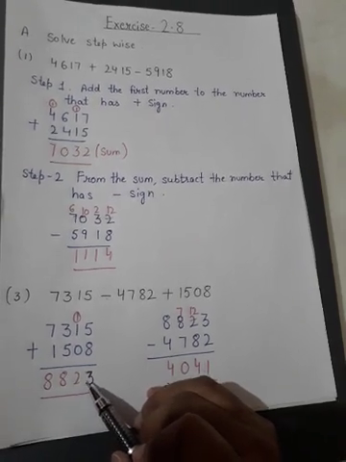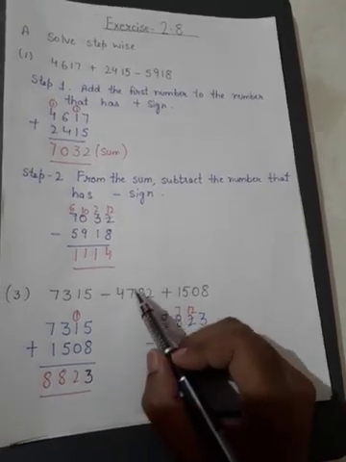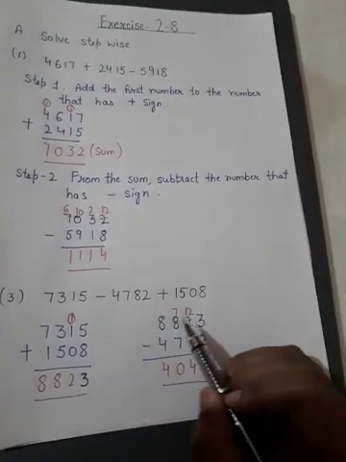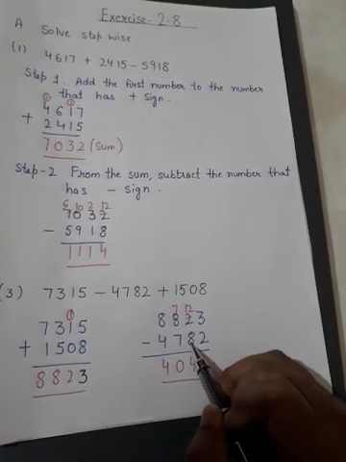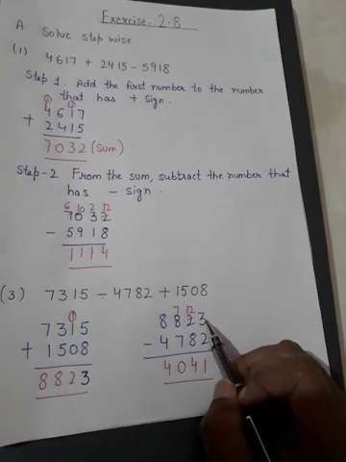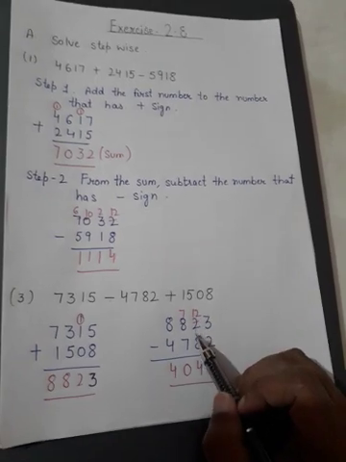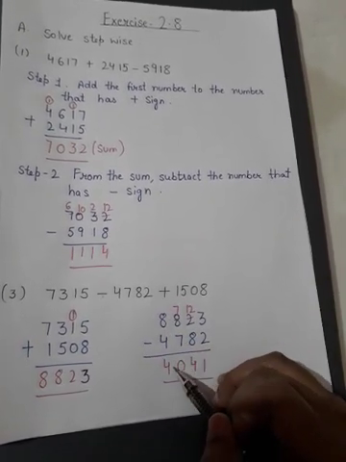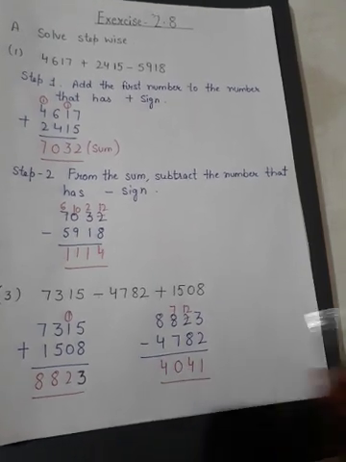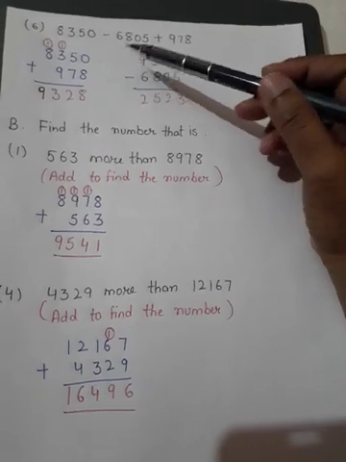8822. Now from the sum we have to subtract the number that has the minus sign. So the minus sign is on this number, 4782. So subtract this. 8823 minus 4782. Start subtraction. 3 minus 2 is 1. 2 cannot subtract 8, so this is 12. Take a borrow. 12 minus 8 is 4. Here 7 is left. 7 minus 7 is 0. Here 8 minus 4 is 4. So the answer is 4040.